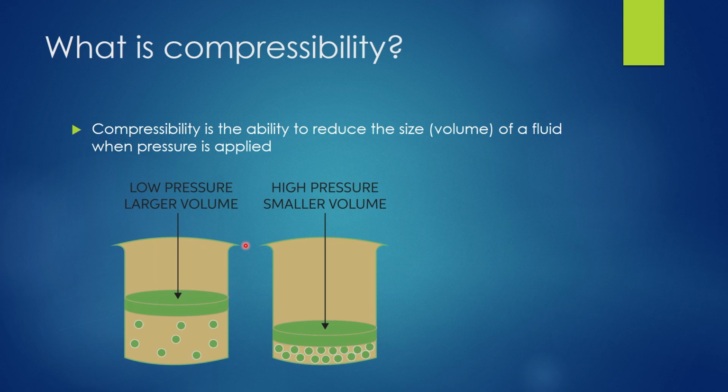The second property we have to talk about is compressibility. Compressibility, as the name suggests, is if the fluid is compressible. But what does that mean? Well, that means that this is an ability to reduce the size, volume, of a fluid when a pressure is applied. One simple question. Would it be easier to compress a gas, air for example, or a liquid, water for example? Think about it a little bit.